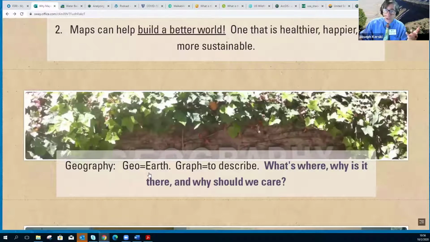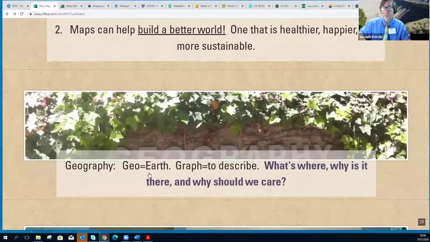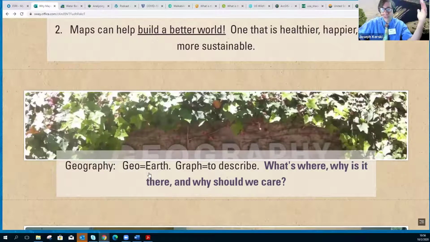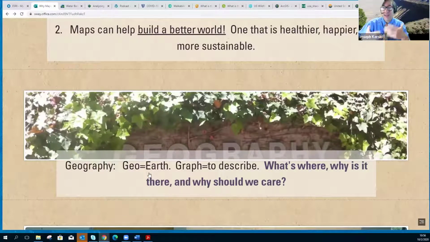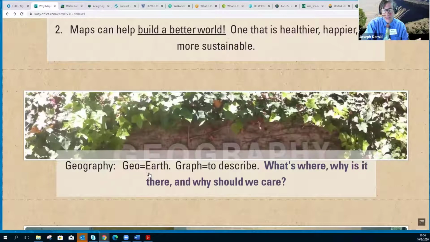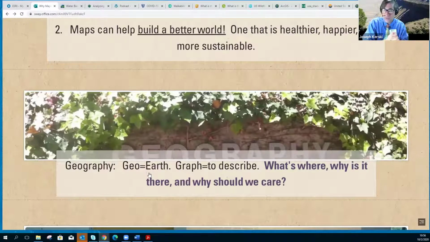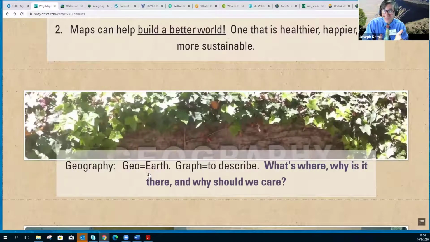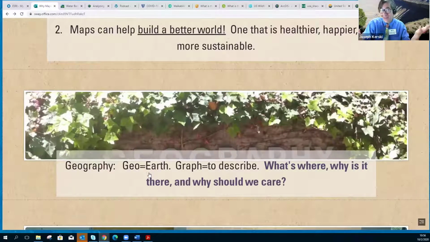Facts are good, and they can be useful, but geography is all about understanding the world in a holistic way, and then using tools like geographic information systems or mapping to build a better world. And I like to think of it this way, and I'll just close with this, and we'll see if we can have some discussion. What's where? Why is it there? And then why should we care?